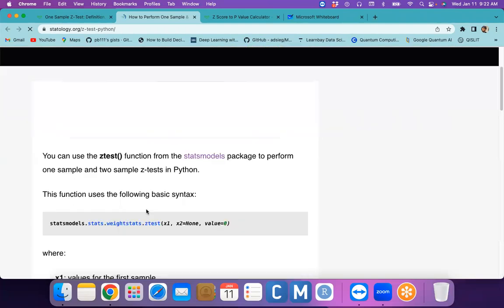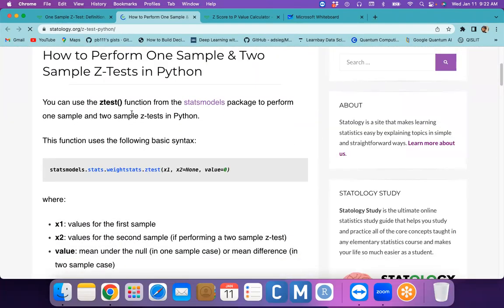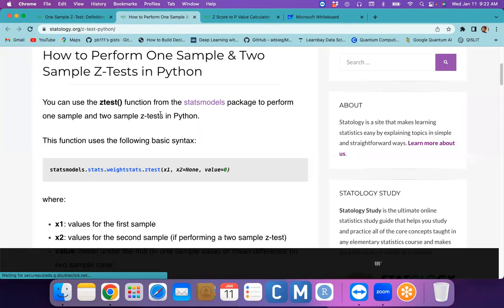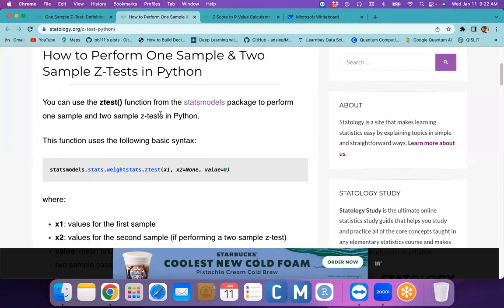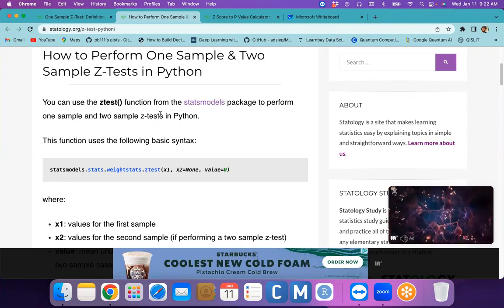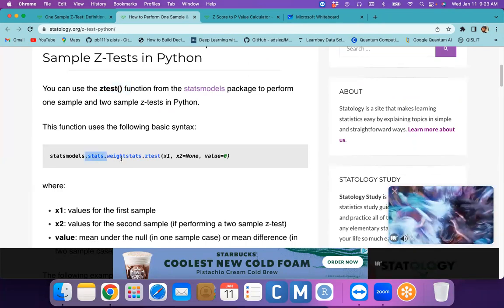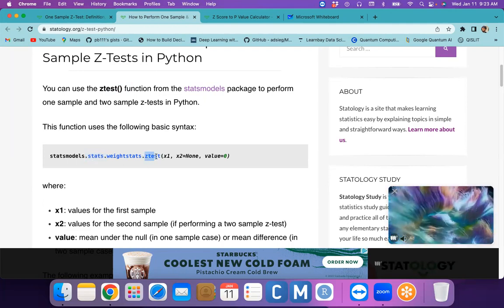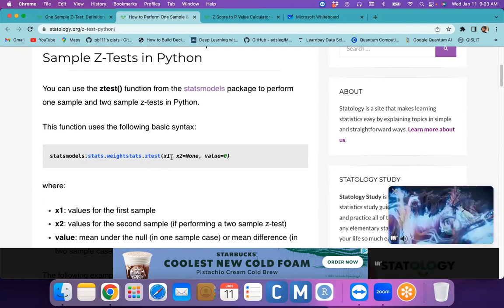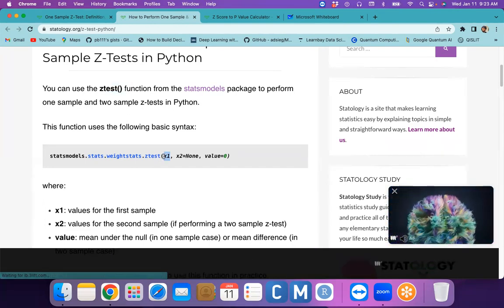So here you have a direct function, the Z test. This Z test function can help you find the p-value in the Python programming language, which is available in statsmodels. From statsmodels we have stats, and within that weightstats, and then we have the ztest. To this particular function you can provide your sample data, the entire sample data.